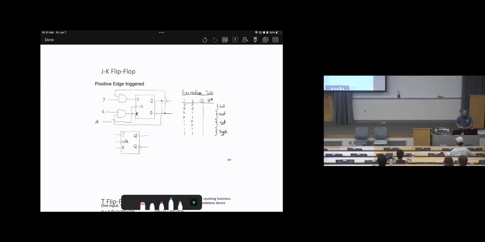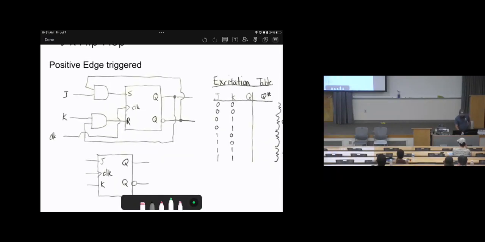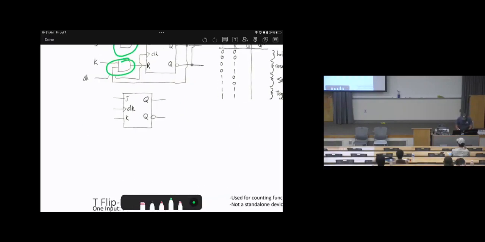Okay, that's how the flip-flop looks inside. It's basically an SR latch, but we add two AND gates to remove the forbidden states. So it's basically based on the SR flip-flop, just with some AND gates. So this is the JK flip-flop with rising edge.